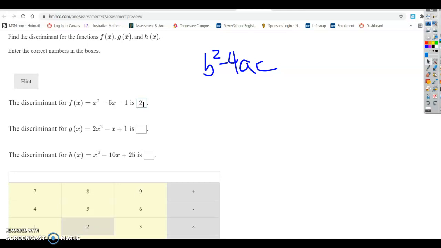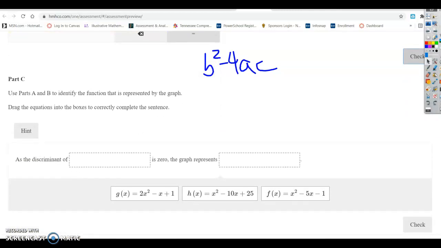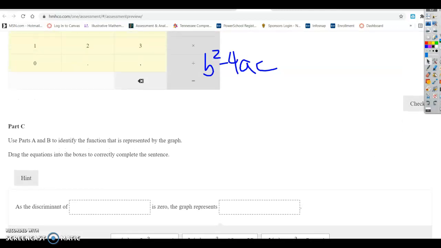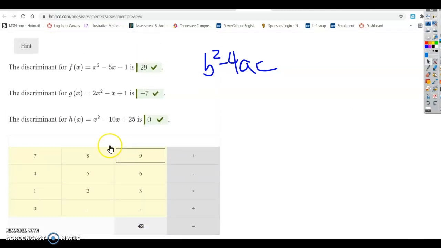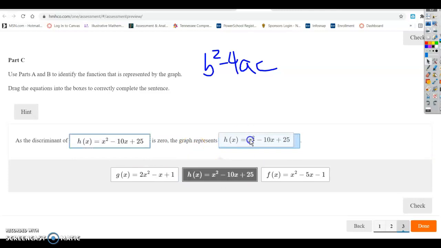All right, hopefully you found the discriminant for all three of these. Let's see if you found the same thing I did. 29, negative 7, and 0. All right, as the discriminant of one function is 0, the graph represents that function. Okay, so which one was 0? The discriminant for h of x is 0. So the graph represents h of x.